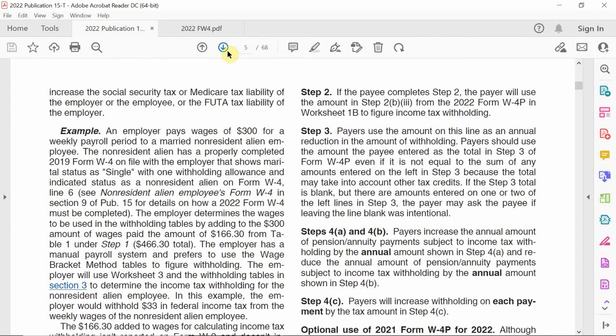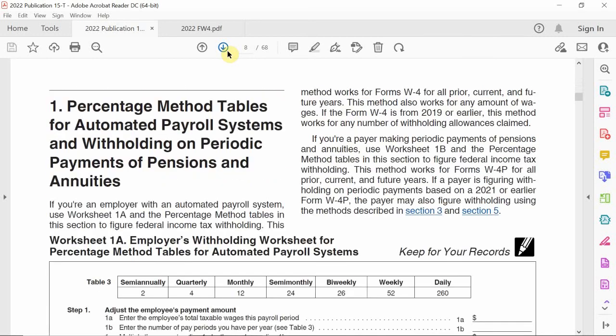On this page you have about five different types of tables that you're going to see. Actually, no, I lied, excuse me. You have nine tables in here, okay?